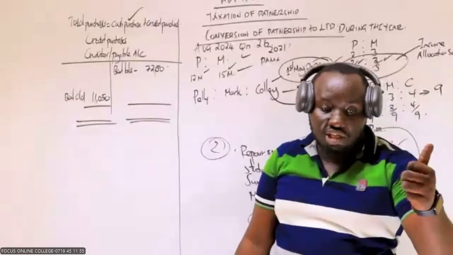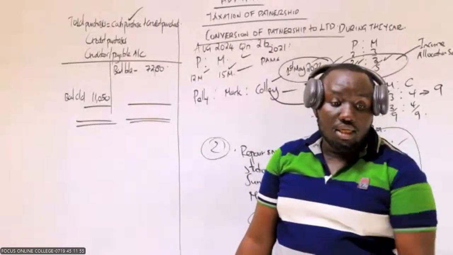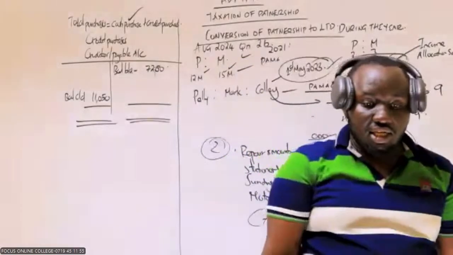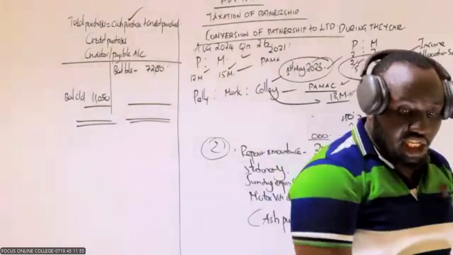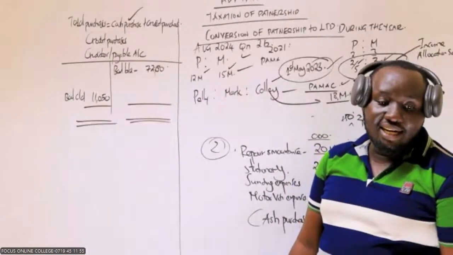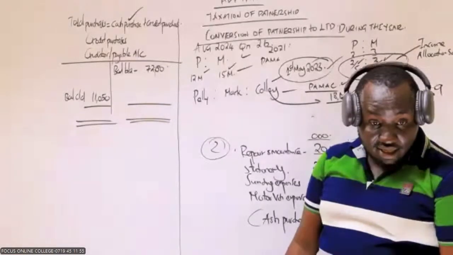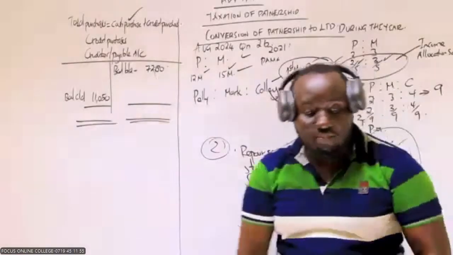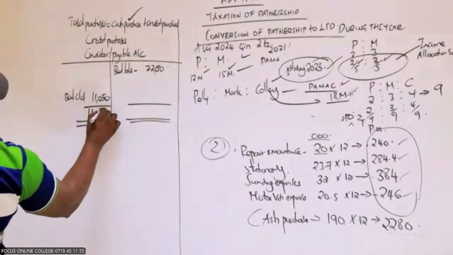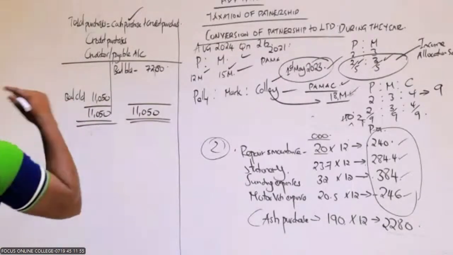What about discount received? If we had discount received, we would have debited creditors. What about a credit note with a debit? What about when you have a debit note received? Debit note received, we would have credited. But in this case, we do not have one. So the balancing figure is 11,050. So what were we looking for?